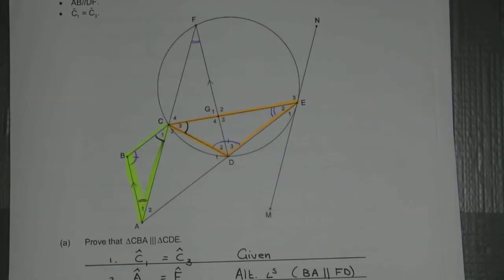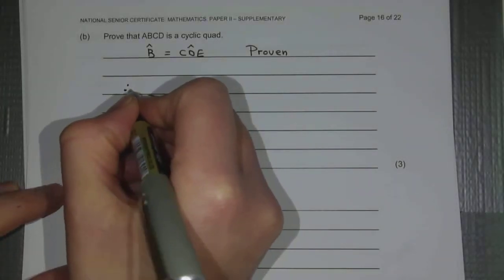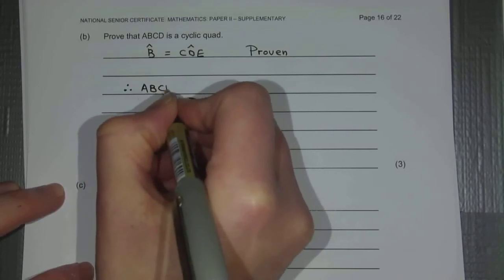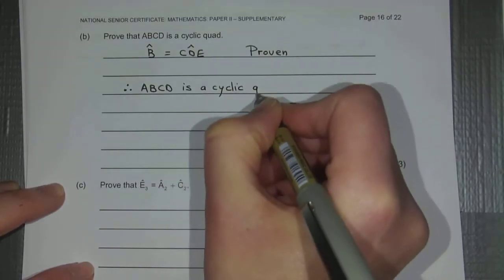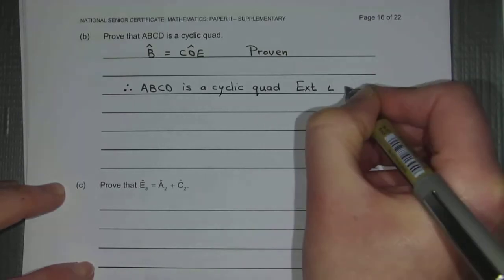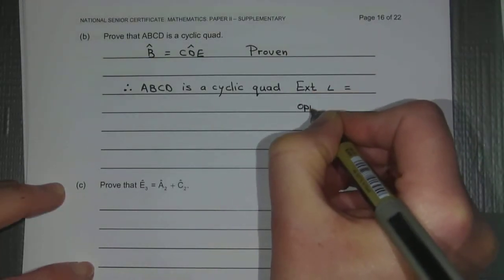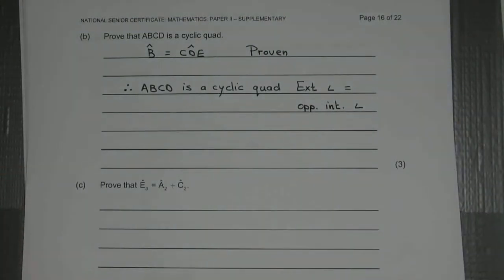And because the exterior angle is equal to the interior opposite angle, it's a cyclic quad. That's the converse of the exterior angle theorem. So I can then just say, therefore, ABCD is a cyclic quad. And that is because the exterior angle is equal to the opposite interior angle. Just please don't say exterior angle of the cyclic quad, because that's not the true reason. The true reason is supposed to be exterior angle equal to interior opposite angle.